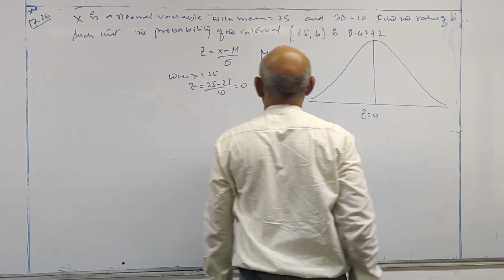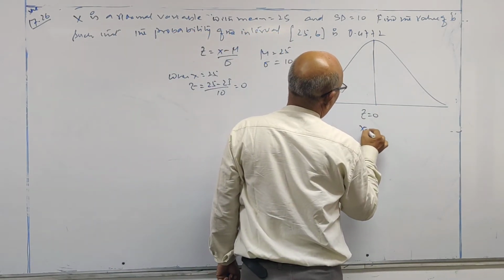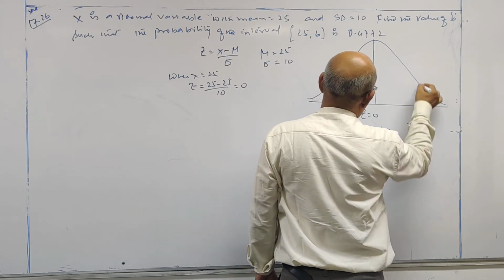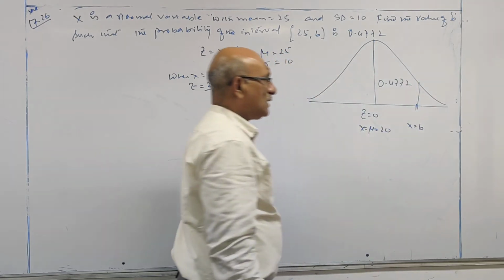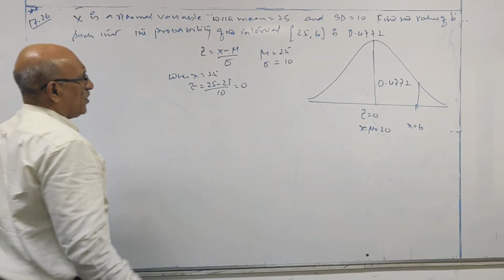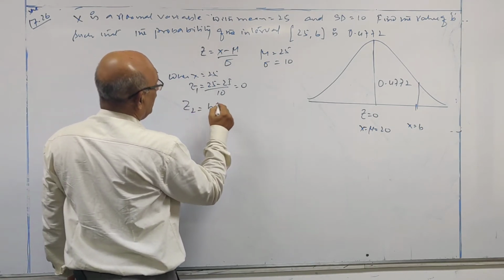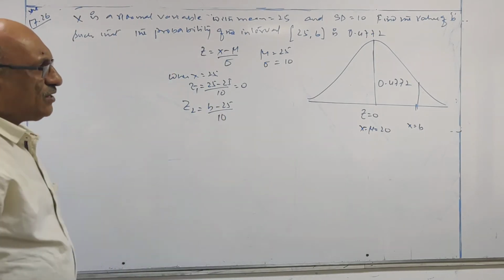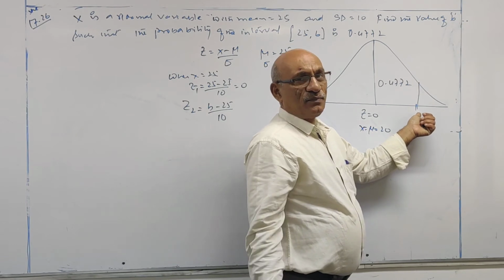z is equal to 0. Now I'll take this x is equal to mu is equal to 20. When x is equal to b, how much area are you covering? 0.4772. Z2 is equal to (b minus 25) by 10. The b value is required. So if I know the Z value here, my question is over.